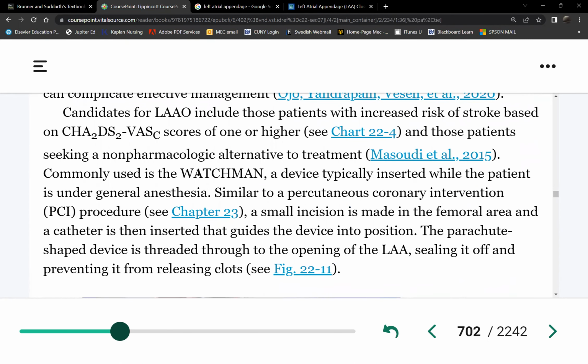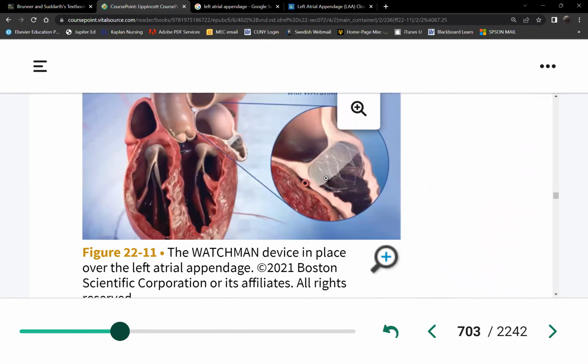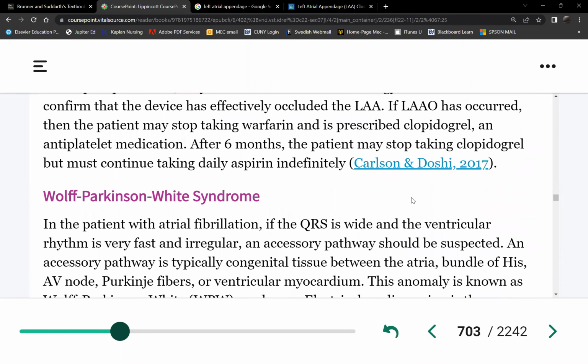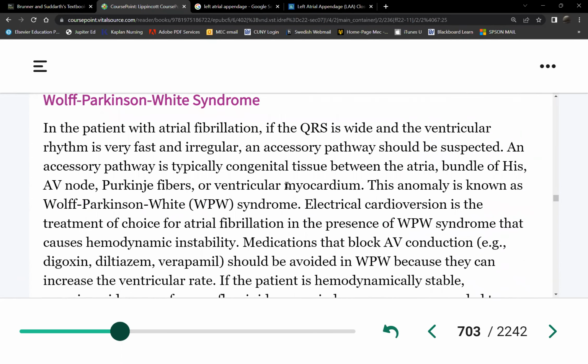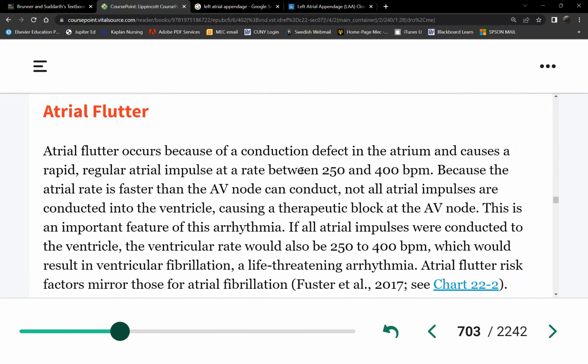So this is the most popular brand, Watchman. But there are, of course, alternatives, cheaper alternatives. So this is what it looks like. The Watchman. WPWS we're not doing. Okay, let's go to A-flutter.